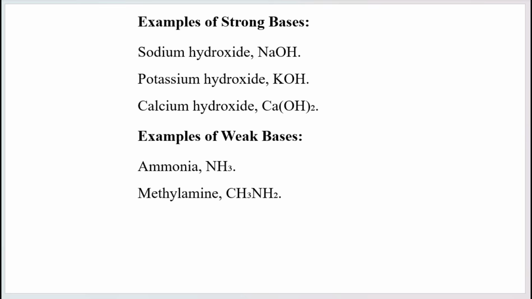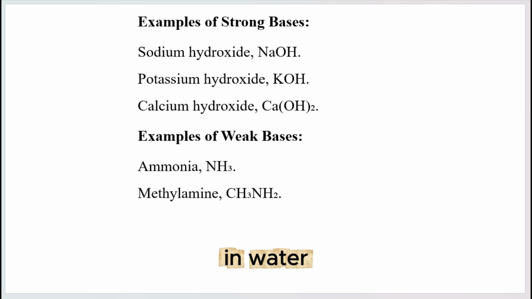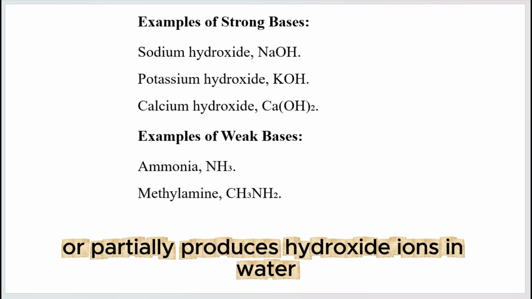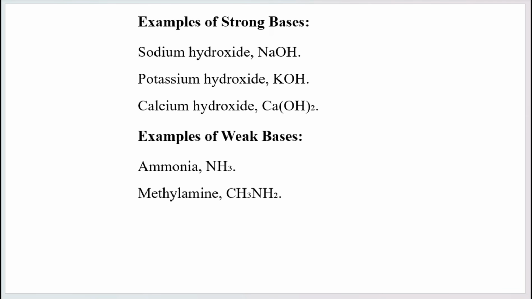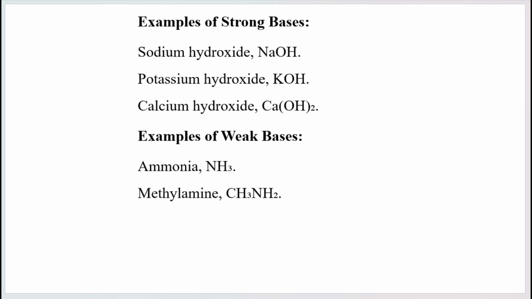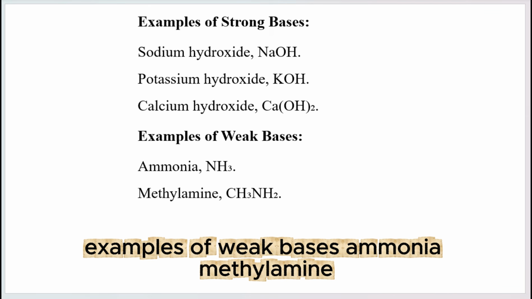3.2. Strength of bases. A strong base completely produces hydroxide ions in water, while a weak base only partially accepts protons or partially produces hydroxide ions in water. Examples of strong bases: sodium hydroxide, potassium hydroxide, calcium hydroxide. Examples of weak bases: ammonia, methylamine.